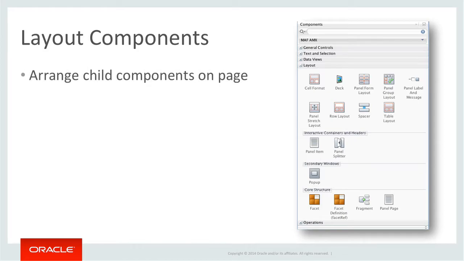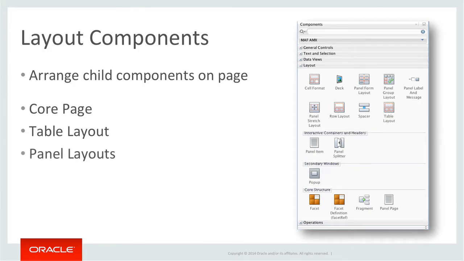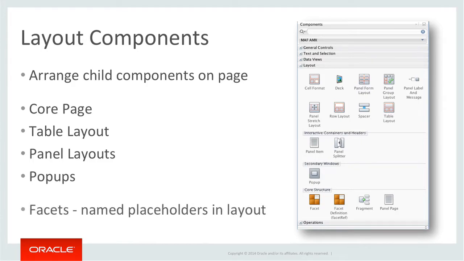Layout components help us organize the other components on the page in standard patterns that saves the developer time and effort. Overall, the layout components include a core panelPage component, a table component, various panel components that lay their children out on the vertical and horizontal planes, and pop-up components. One of the key features of layout components is something called a facet. Within each layout component, it may have one or more named facets that are essentially placeholders for other components to reside in, such as footers, headers, margins, and more.